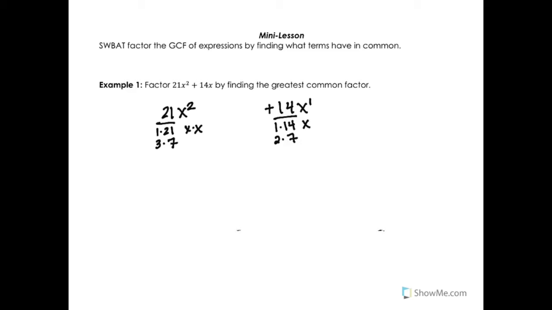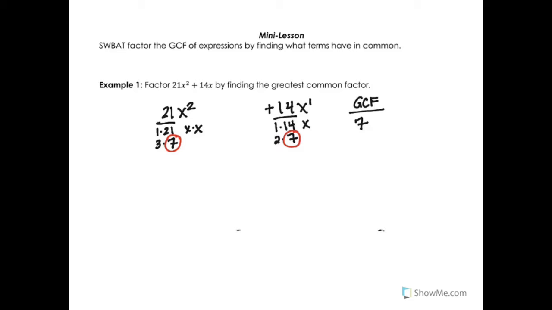So first I'm going to begin with the coefficients, and I want to figure out from our coefficients what is the greatest common factor, or the GCF, just for our coefficients. And if we look through our list, we see that the biggest number in the list of factors that they both have in common here, for 21 and 14, is the number 7. So the first part of my GCF is going to be the number 7.